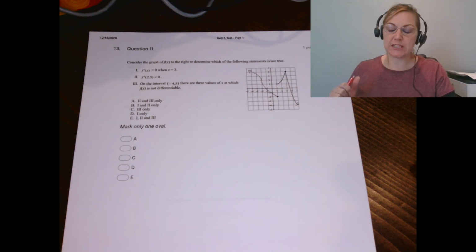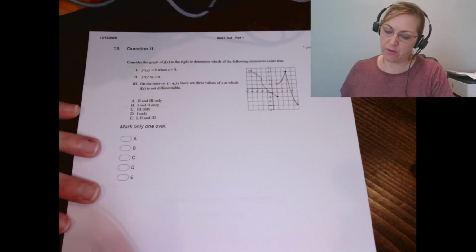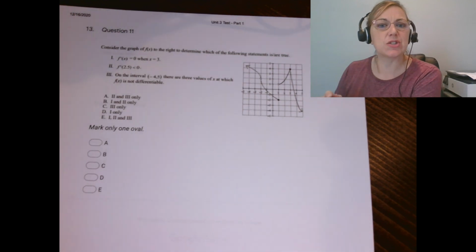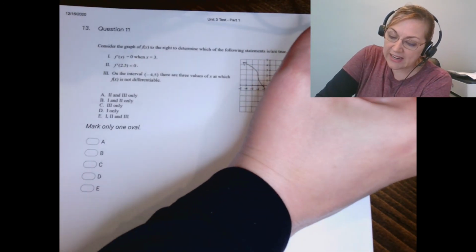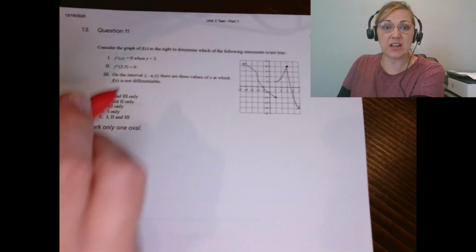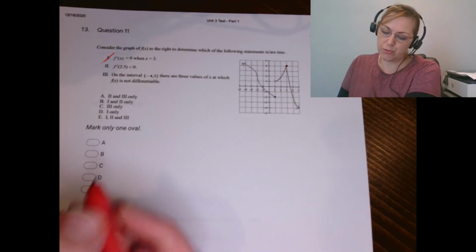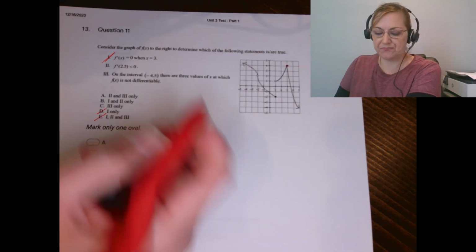Okay, question 11 was a lot about looking at this graph and seeing what we can tell if any of these are true. Okay, number 1, Roman numeral 1 says the derivative is 0 when x is 3. So look at when x is 3, we had a cusp there. So the derivative is not 0 there. The derivative is undefined there. So I know 1's not true. That means D and E cannot be my answer choice.